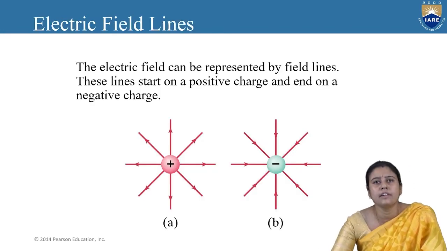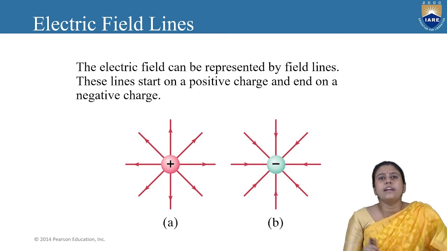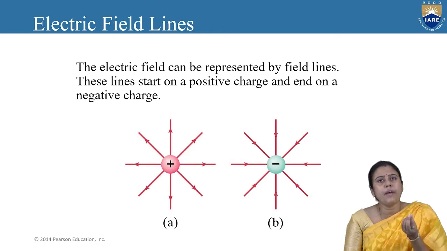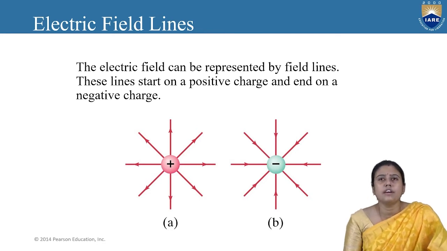So let's start with electric field lines. What is the meaning of electric field lines? What is the meaning of field first? Field means the area where, if we keep something, it will feel some force. So an electric field is basically an area due to some electric charge, where if we keep any charged particle in that area or in its proximity, it will feel some force.